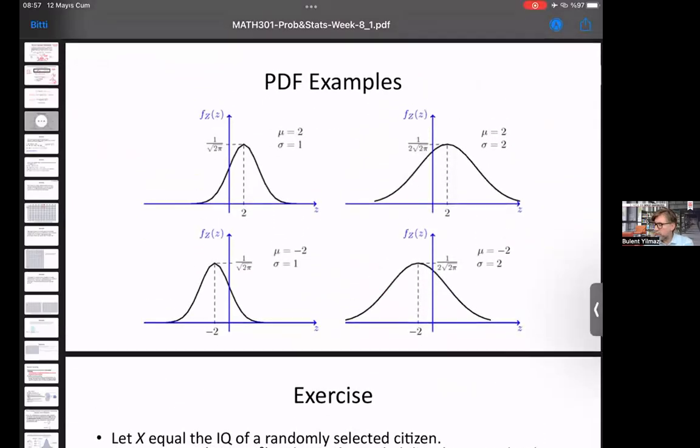For example, the mean is 2 here and the standard deviation is 1. If I increase the standard deviation, you see the distribution becomes much wider. I can shift the mu to -2 and then see that sigma 1 means sharper distribution, sigma 2 means wider distribution. So I hope you get the main idea.